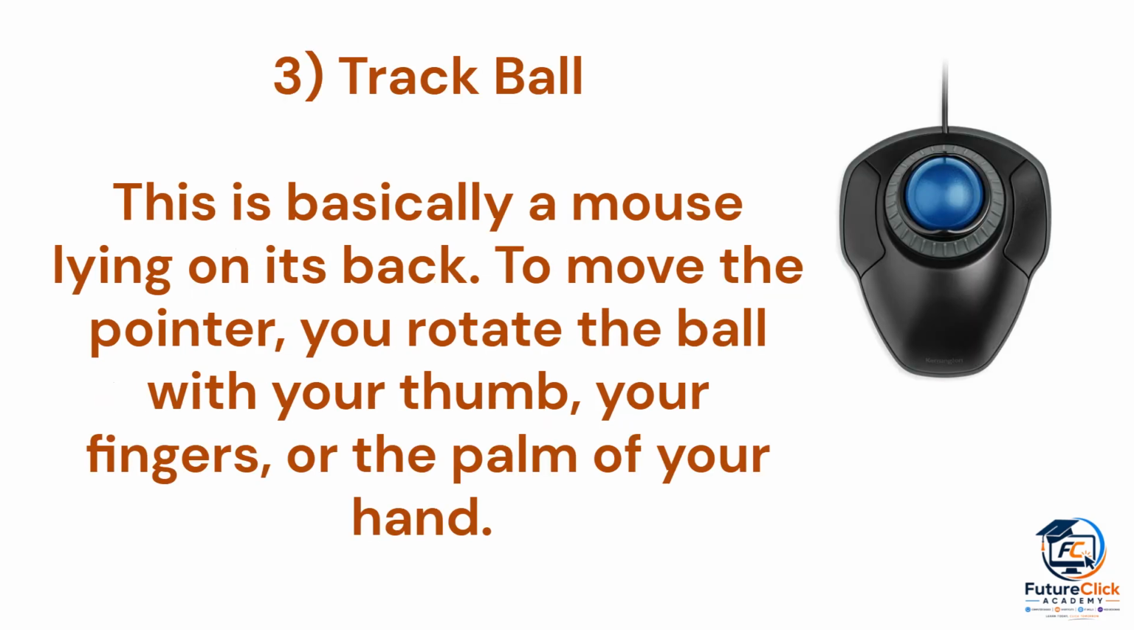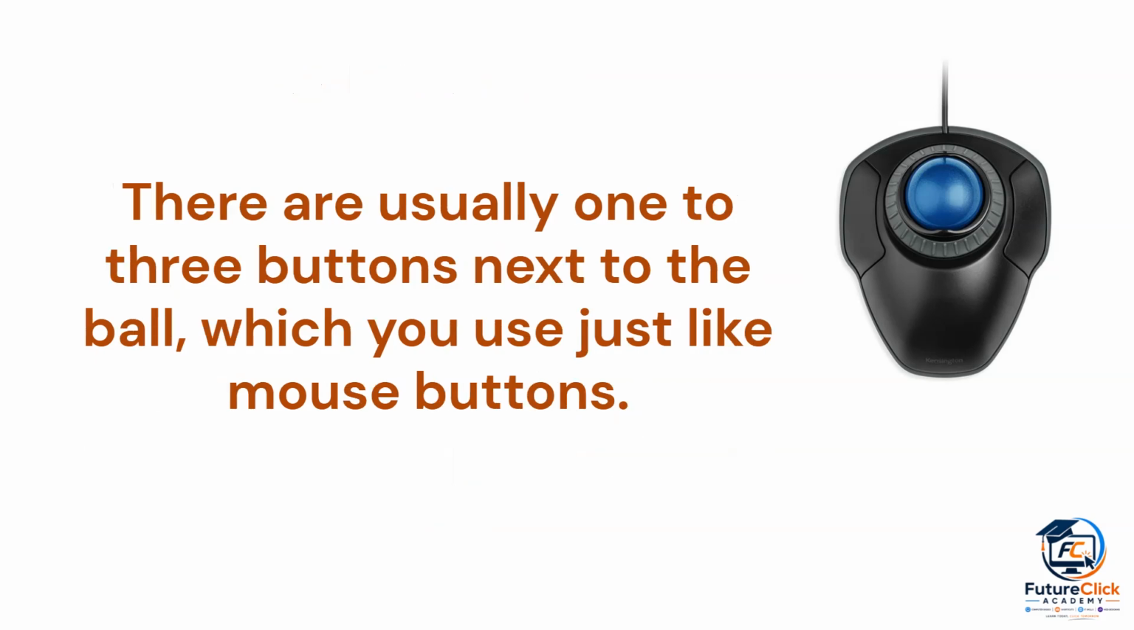3. Trackball. This is basically a mouse lying on its back. To move the pointer, you rotate the ball with your thumb, your fingers, or the palm of your hand. There are usually 1 to 3 buttons next to the ball, which you use just like mouse buttons.